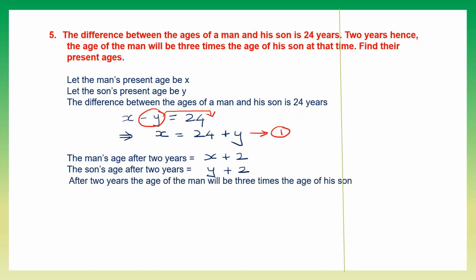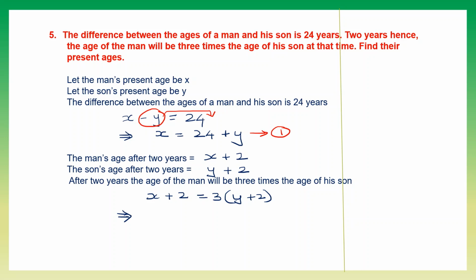Okay, so after 2 years, the age of the man will be 3 times the age of his son. So what is the age of the man? x plus 2. And what is the age of his son? y plus 2. It's going to become 3 times this age. So it is 3 into y plus 2. So now let's solve this equation.